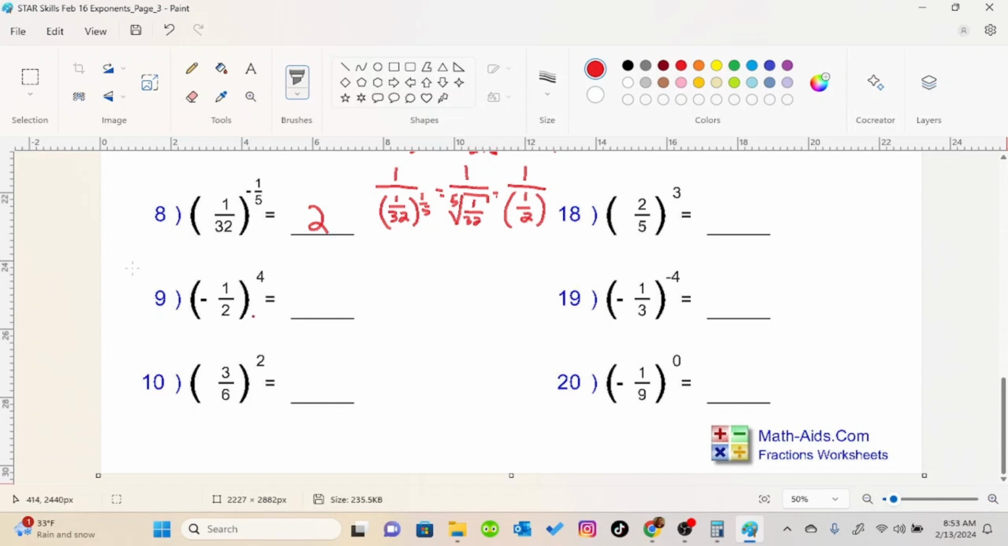Number 9. Negative 1/2 to the power of 4. A negative to an even power becomes positive. So now I have 1/2 to the power of 4. 1 to the power of 4 is 1, and 2 to the power of 4 is 16. So the answer is 1 over 16.